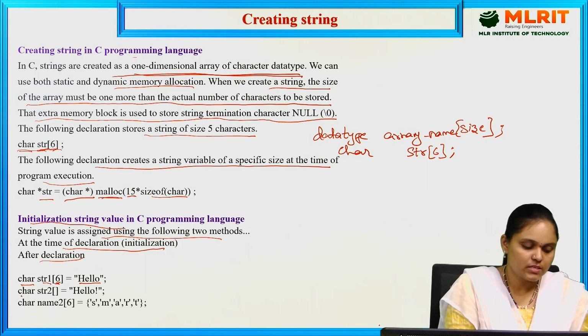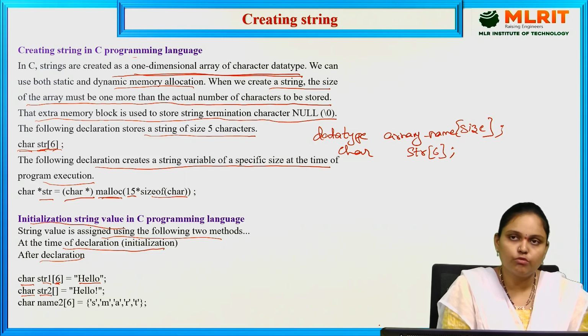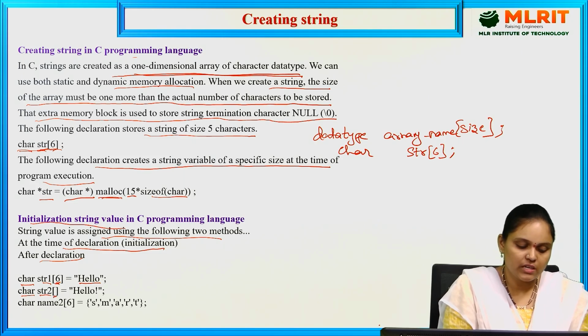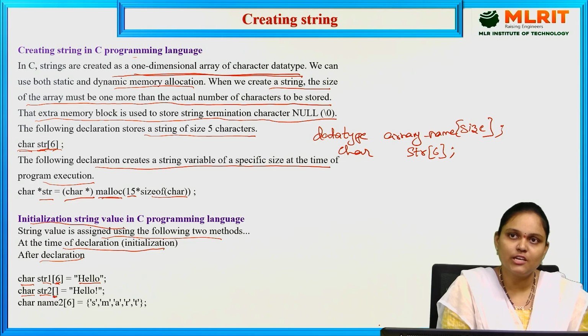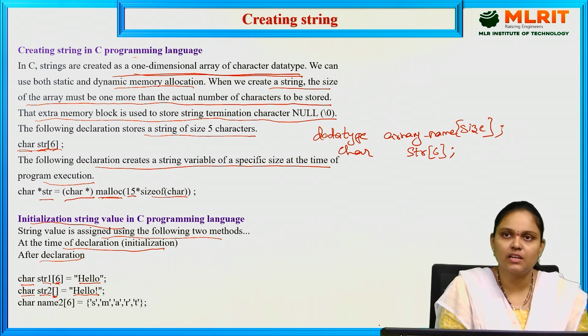And the next, data type is char, and the string name is str2, and here we did not mention any size. If you don't mention any size, it automatically takes as many characters as you want to store in this particular string. So I am taking hello, and last one we have an exclamatory mark. So 6 characters. For the last character, the compiler will append a null character. So in total 7 characters we are storing in this str2.